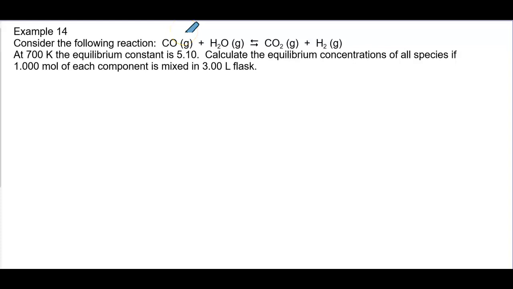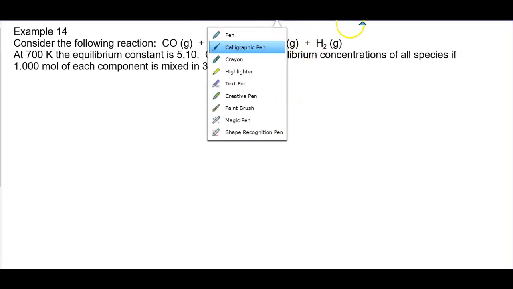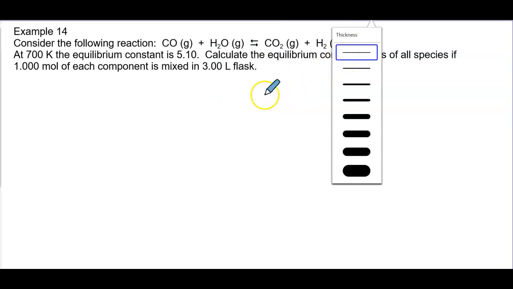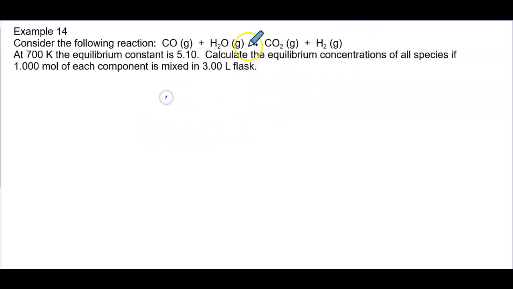Okay, example 14. Remember that we're thinking about using Q versus K, or do we just plug in for K or plug in for Q? We've got to have everything at equilibrium to be able to plug things into an expression of K or Kp. As I read this problem, I see that I have an equation that has all gases, so I know they're all going to be included in my calculations. It tells me the temperature. I don't care about temperature. It tells me what my K is. So the equilibrium constant, we know K to be 5.10.